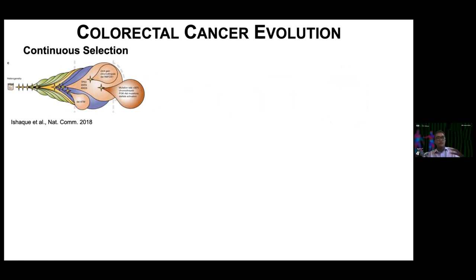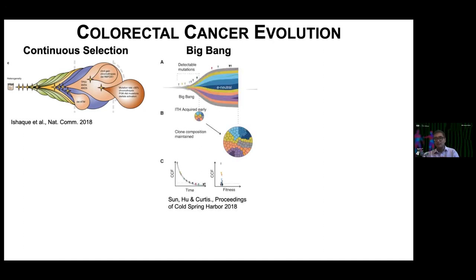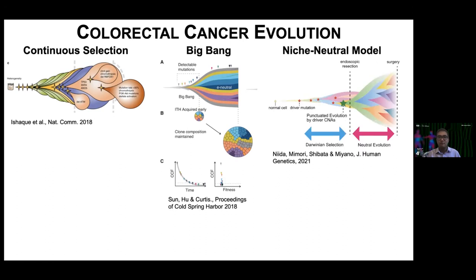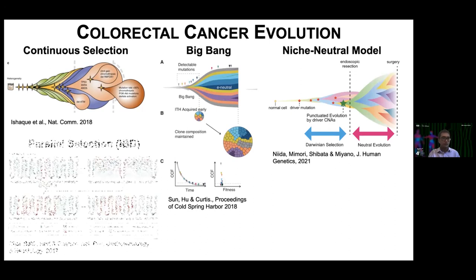But, you know, we continue to try to get better at that, and that's very difficult. And there have been many, many models of how evolution and selection in colorectal cancer work, right? There's the linear model, which is very similar to Vogelstein's model. There have been a lot of Big Bang type models, as proposed by Curtis at Stanford, that all have slow driver mutations early on, followed by a big explosion of mutations, also called the neutral niche model.